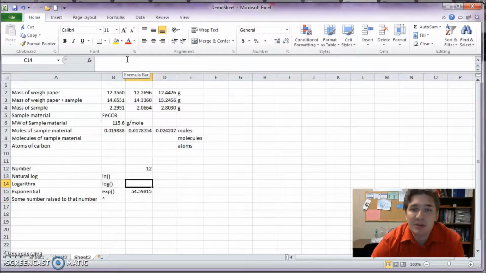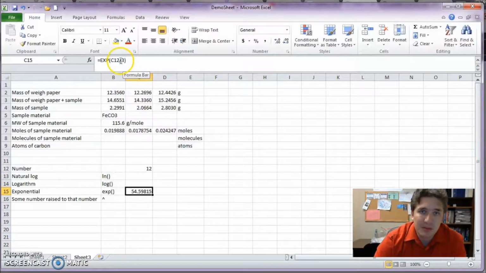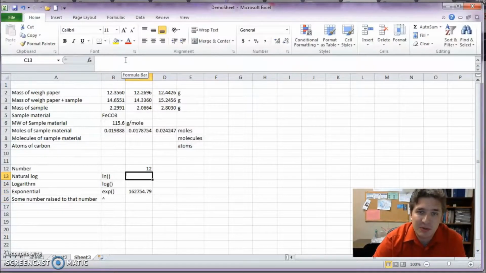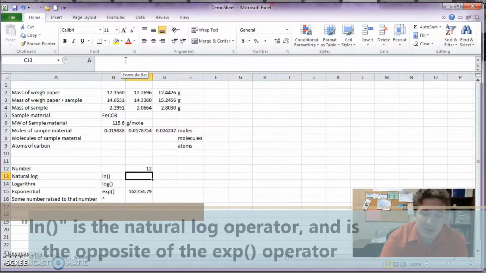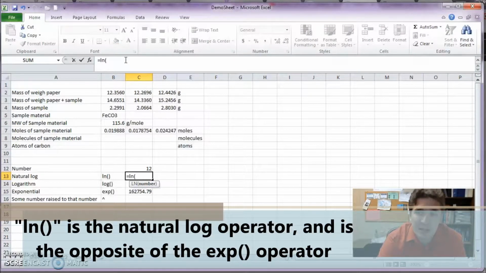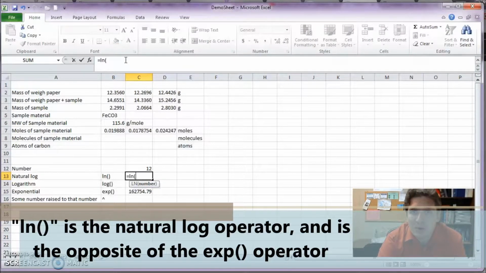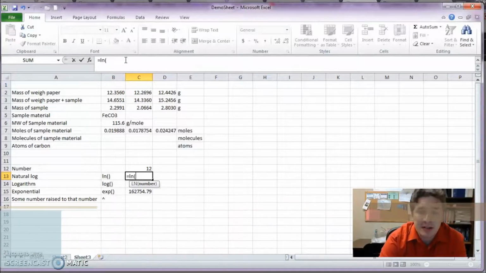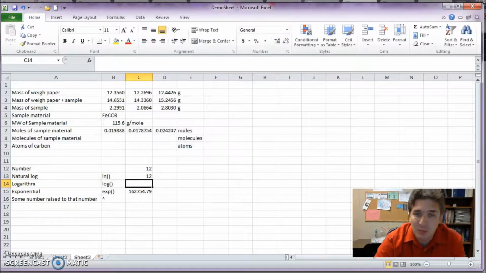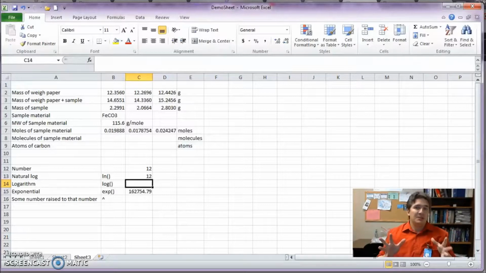Now, let's say we want to do the reverse. We want to figure out what the natural log of something is. Well, the natural log is the inverse of the exponential operator. And to do this, we say equals ln, and ln is the natural log. Again, this can ask for a number, or it can ask for a function, or it can ask for an active cell. So if we go back to our exponential cell, this is e raised to the 12, the natural log should undo it, we get 12. Now, the natural log and the exponential are specific power operations referring to a base of e.